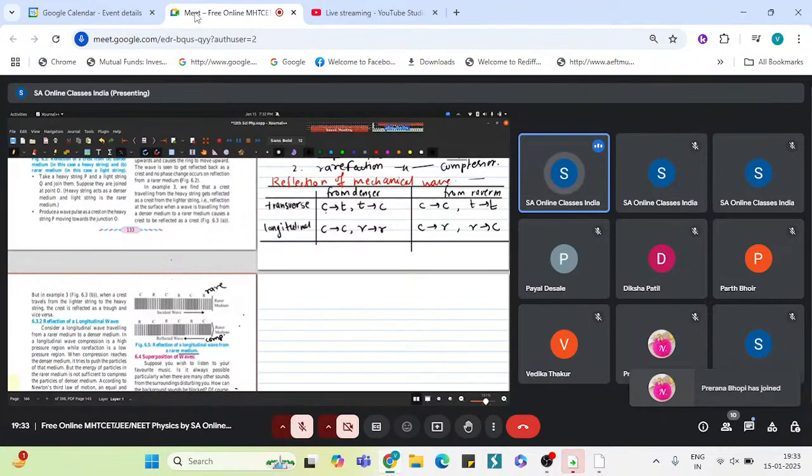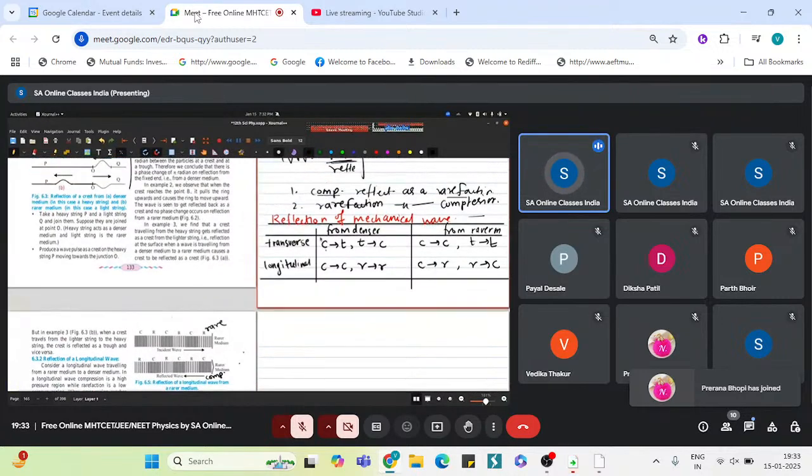So we had then made this table. If a transverse wave is getting reflected from a denser medium, then the crest of the transverse wave will be reflected as a trough, and the trough will be reflected as a crest. Whereas if it's getting reflected from a rarer medium, then the crest will remain a crest, and the trough will remain a trough.